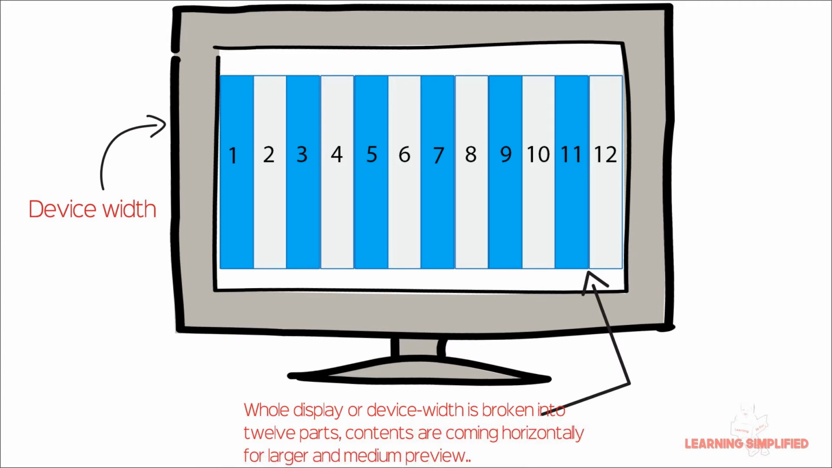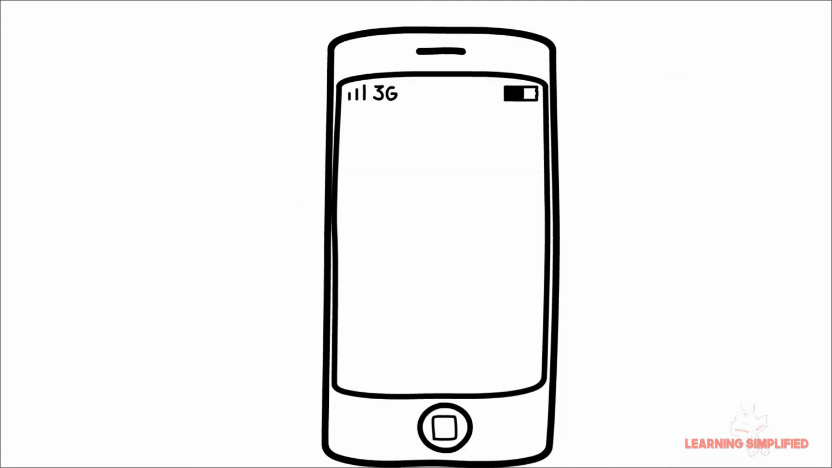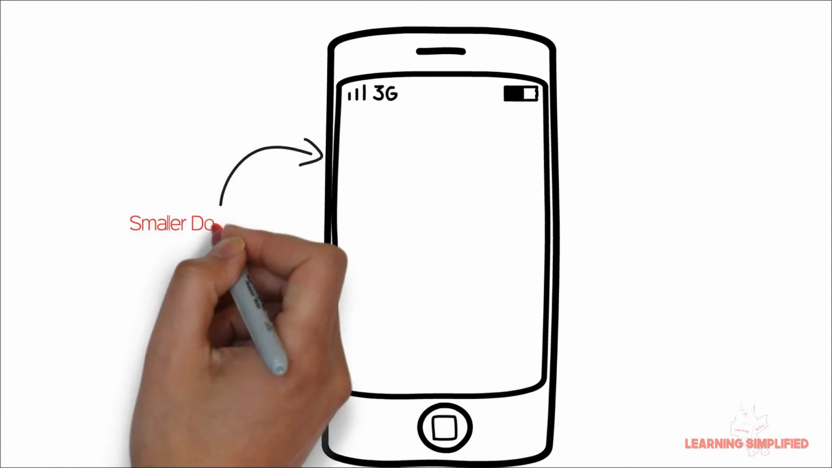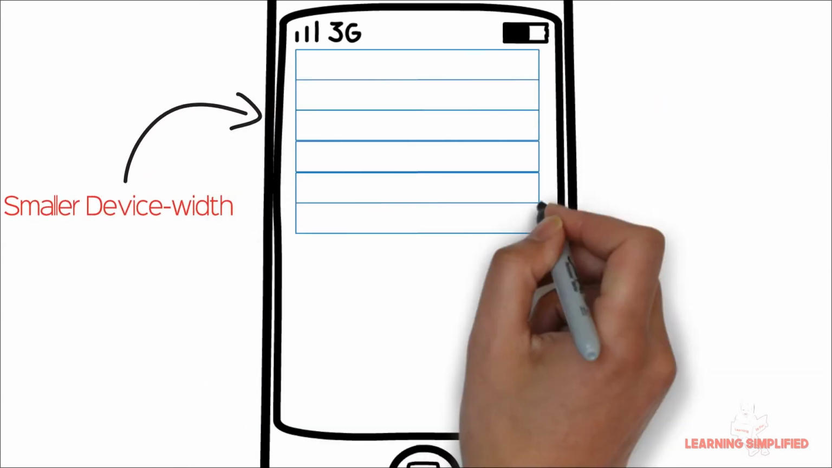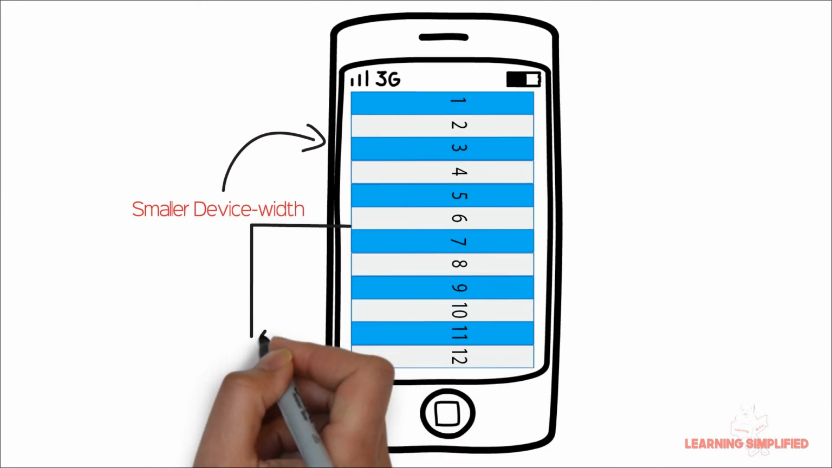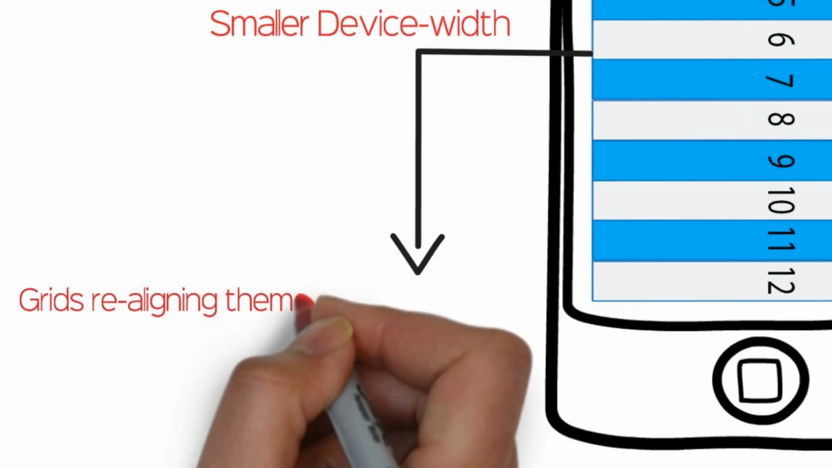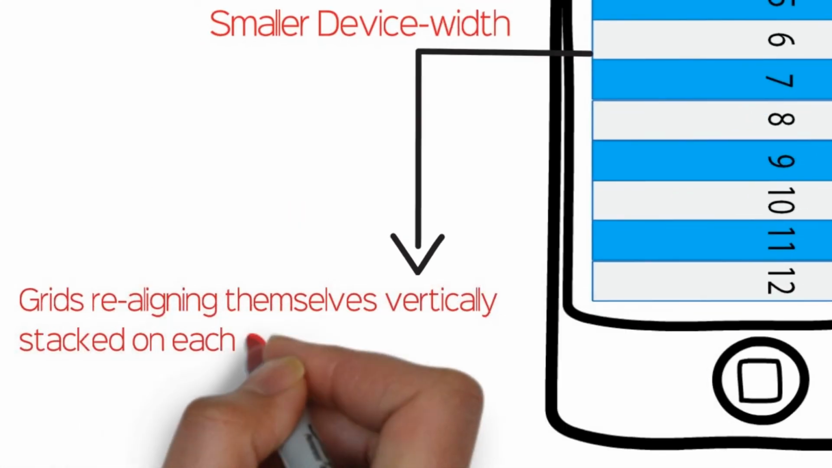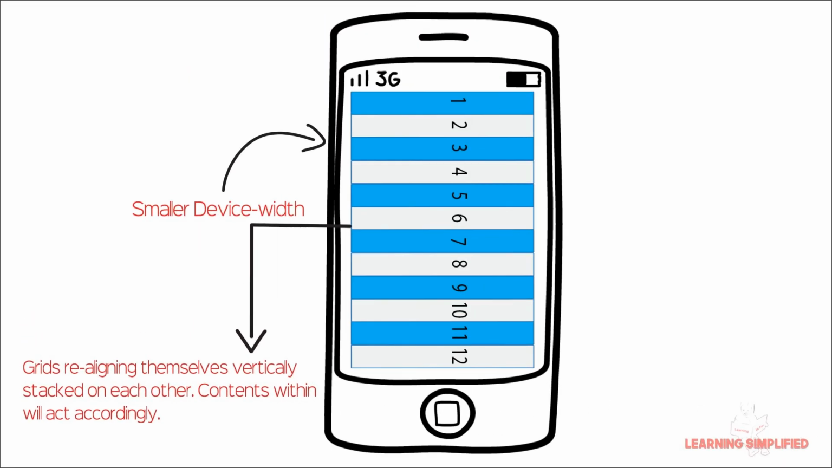But if we consider a smaller device, that means like a mobile phone, it is a smaller device width, and in this case the horizontal grid system will not come into action. They will just be stacking in a vertical manner, and the contents will be lying one above the other. You may see that these grids are realigning themselves, vertically stacked on each other. Contents within will act accordingly. So this is the main thing that we are going to learn in these tutorials.